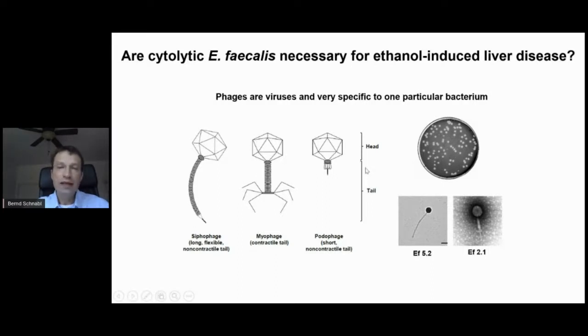So we isolated phages that can specifically target the cytolytic Enterococcus faecalis. You can see one of the plaque assays as an example over here. And then we obviously also characterized these phages. In this case, I'm showing you an electron microscopy image of our cytolytic Enterococcus faecalis bacteriophages.